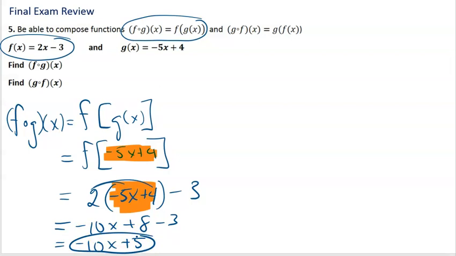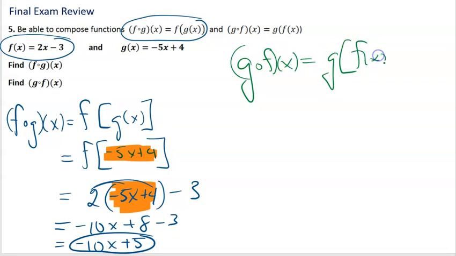Now I'm going to do the opposite, because it asked me the second question, what is g composite f of x? I'm also going to do it in a different color. So g composite f of x. Now by definition, that's g of f of x. So I'm supposed to take the second function and plug it for the x value in the first function. Well, I know what f of x is. I'm just going to substitute it right there. F of x is 2x minus 3.